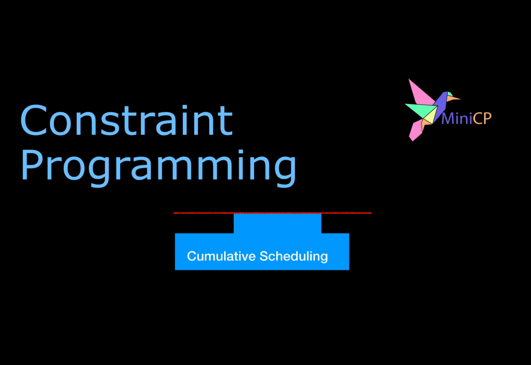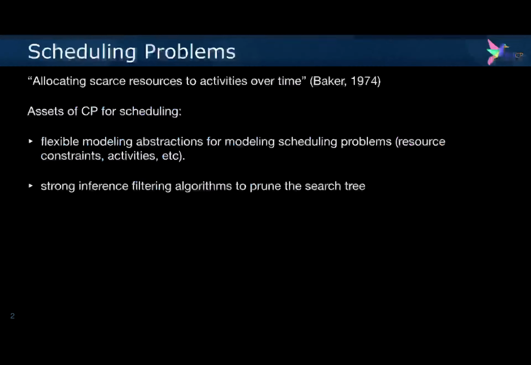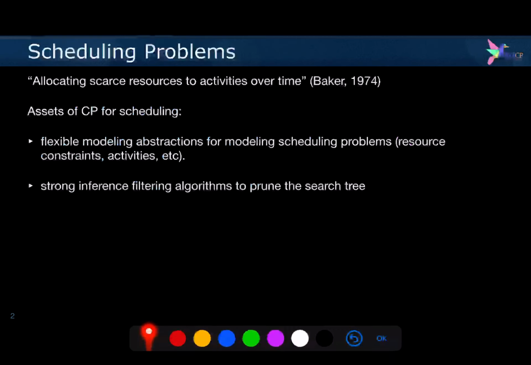Everybody, today we will discuss the cumulative scheduling problems and a new type of constraint for solving this type of problem related to cumulative scheduling. So the problem of scheduling, as you already know, is the problem of allocating scarce resources to activities over time. This is a very general definition.